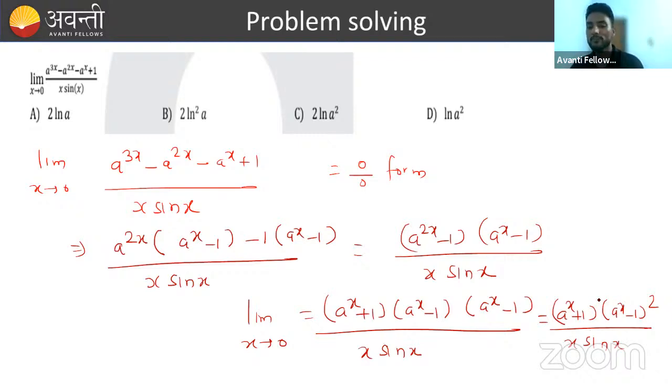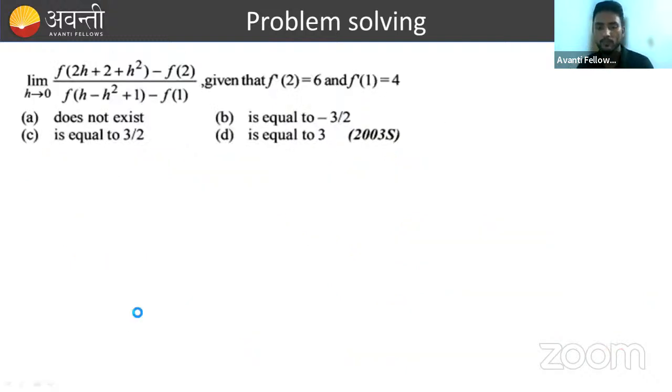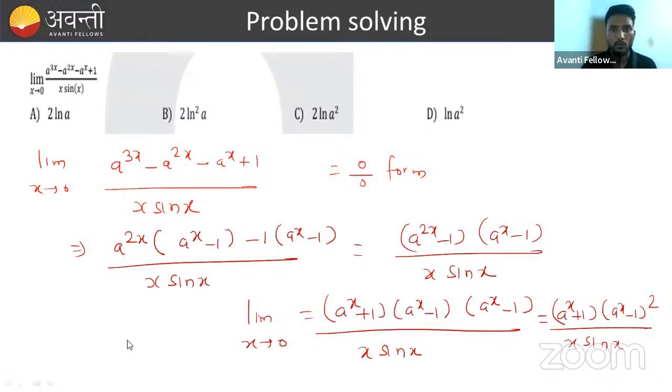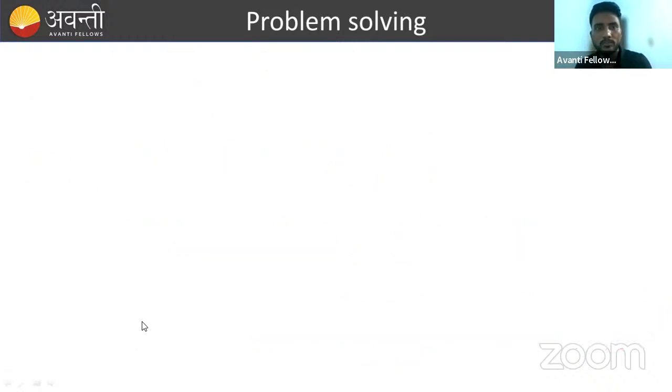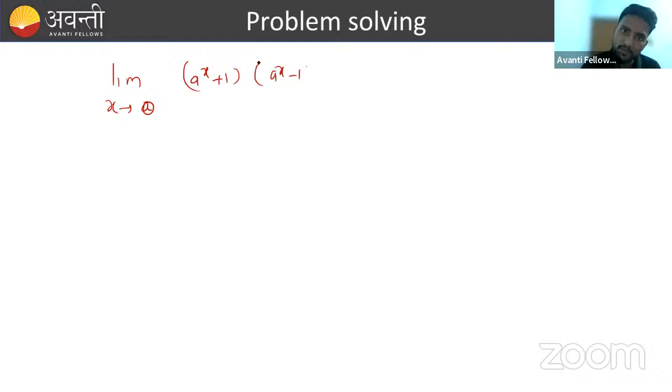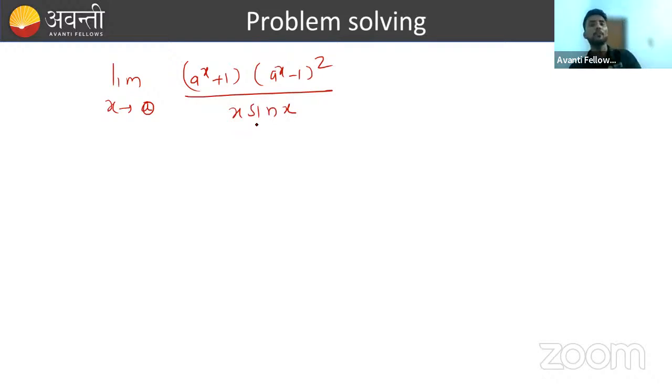Now how can we use that format? Let's see. We are getting limit x tending to 0, (a to the power x plus 1) times (a to the power x minus 1) whole square divided by x sin x. So I have to convert into the standard form. So I will simply write x and x. So now what will become? It will become 1 only because x tending to 0.